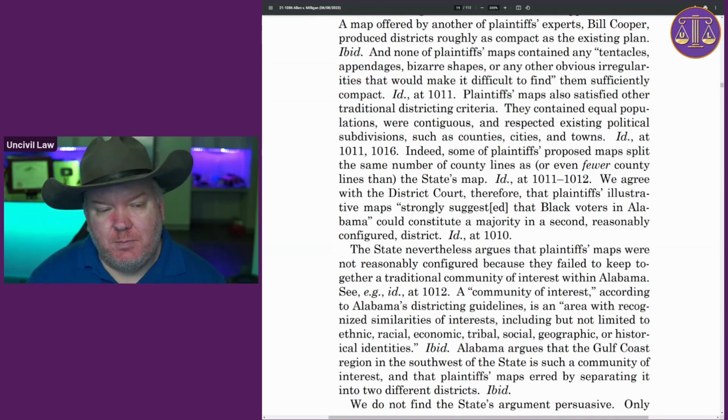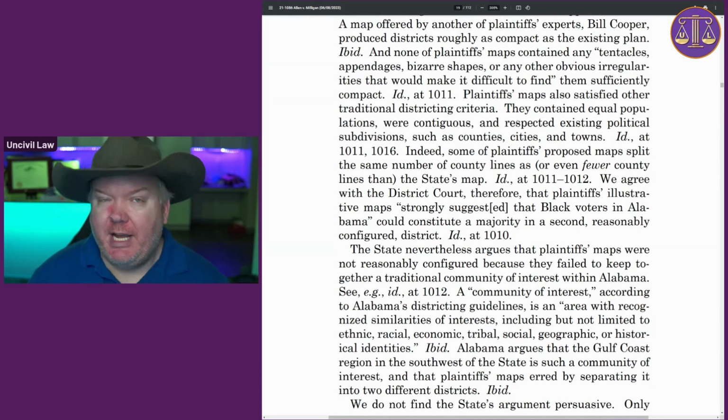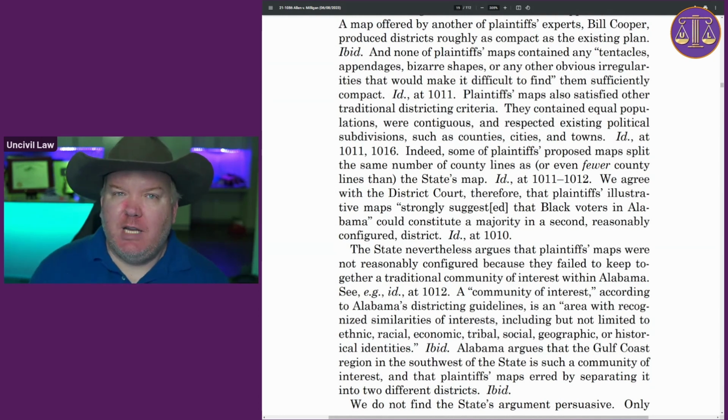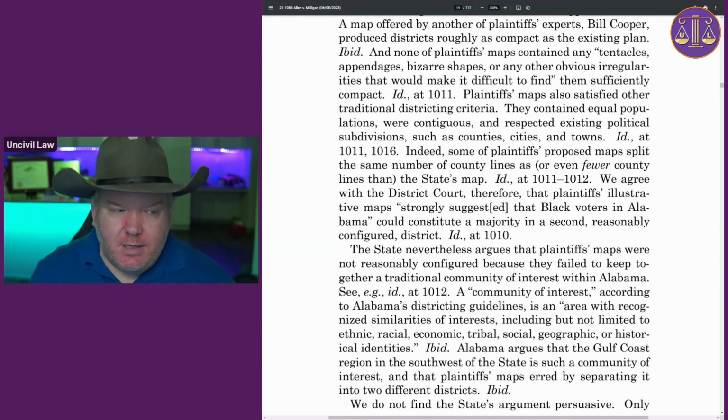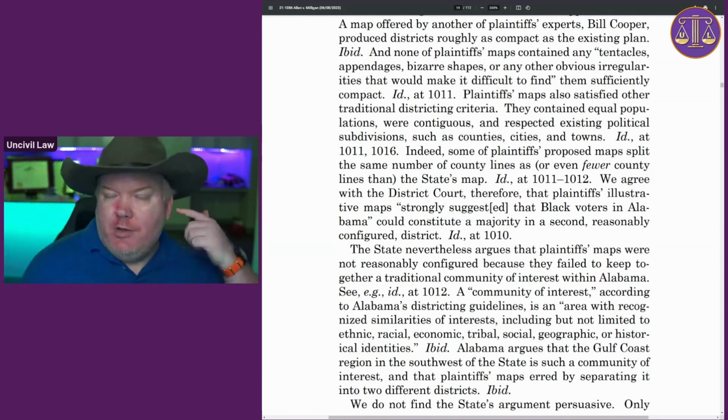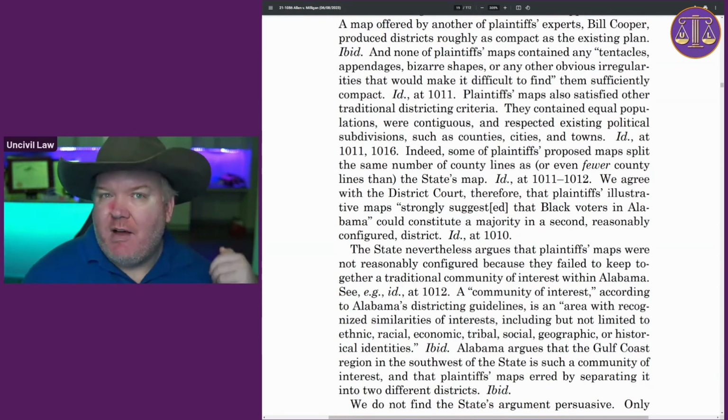Indeed, some of the plaintiffs' proposed maps split the same number of county lines or even fewer county lines than the state map. We agree with the district court, therefore, the map strongly suggests that black voters in Alabama could constitute a second majority district. Okay, great. We have produced a bunch of alternative maps. These alternative maps show that we could do this, and they satisfy all the traditional criteria that we're also looking for along the way. Great. That's good news.